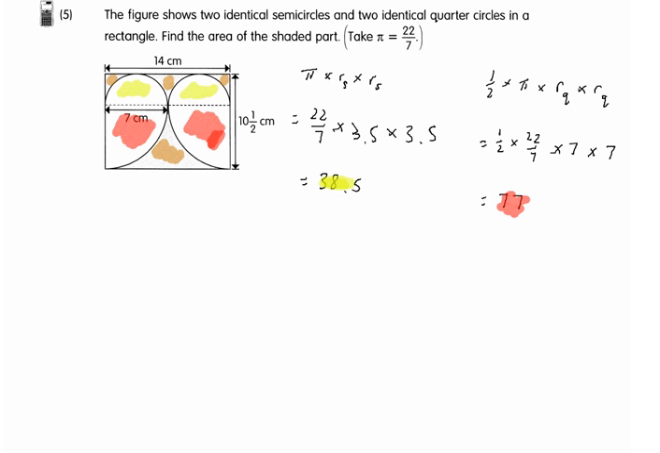Now I can find the area of the shaded part, right? But before I can find the shaded part, I still need to find the area of the rectangle. Yes, how to find the area of the rectangle, Brennan? Sorry? So what's the formula for rectangle? I can't hear you, sorry.